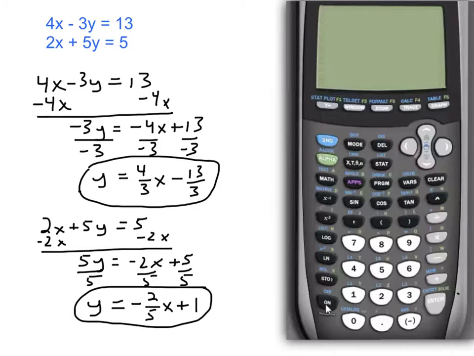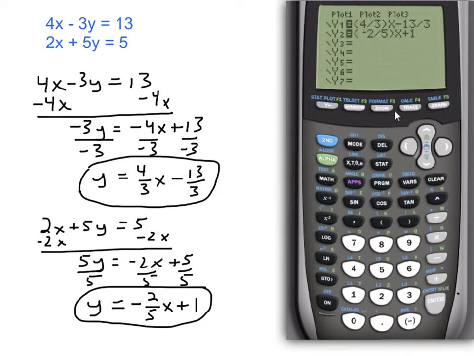Okay, now we'd put these into our calculator, and so under y1 you'd enter your first equation. Now put the 4/3 inside parentheses, and then times x, and then minus 13/3. And then do the same thing for the second equation. Again, always put the slope in parentheses in your calculator when it's a fraction. So -2/5 in parentheses times x plus 1.